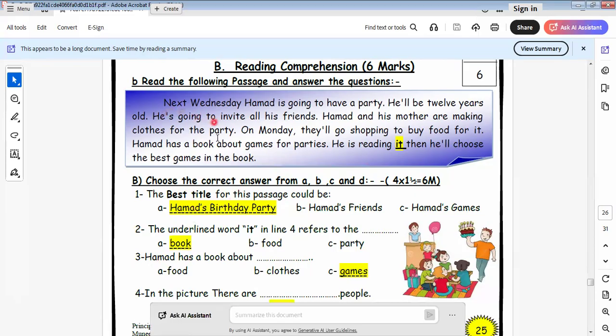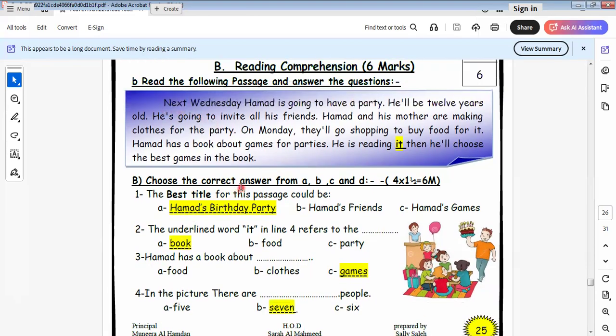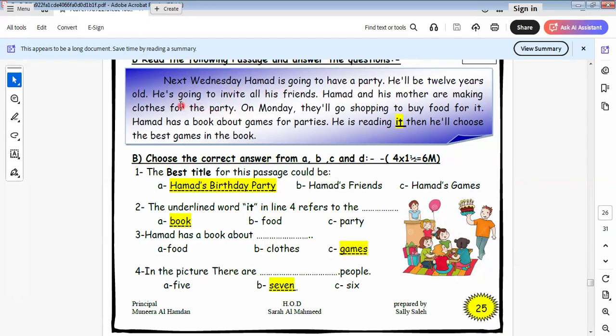Here is the paragraph and the questions that follow it. Comprehension and questions related to this text. Next week, Wednesday, Hamad is going to. So here, when we use next, I talk about the future. Next Wednesday, Hamad is going to have a party. It means that Hamad is going to have a party next Wednesday. He will be 12 years old. Hamad will be 12 years old. He's going to invite all his friends.